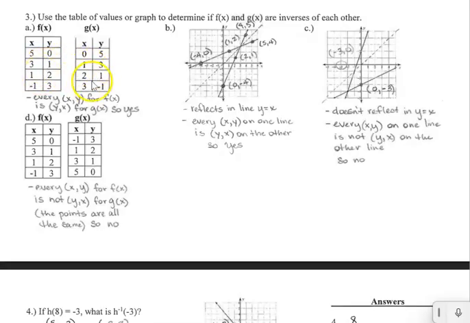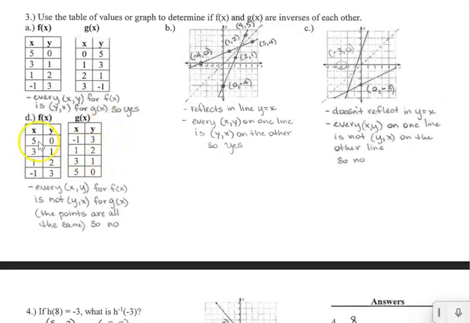(1, 2) swaps to be (2, 1), and (-1, 3) swaps to be (3, -1). So for every (x, y) in f(x), there was a (y, x) for g(x). So yes, those are inverses. All right, skip down here to D for just a second.